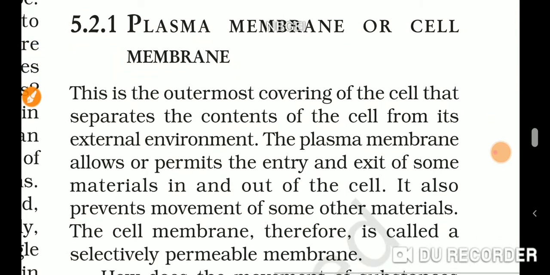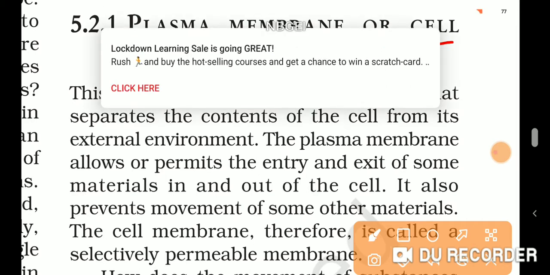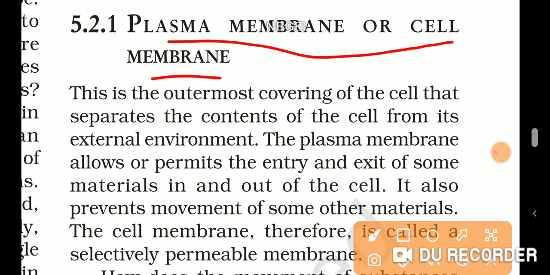This is located outside of the cell and it is also called the cell membrane. This is the outermost covering of the cell and it separates the components from another cell. This is like a wall of a room. If we consider that there are many rooms in our home, there are walls that separate the different rooms. Like this, in our body there are different cell membranes or plasma membranes which differentiate the cells.